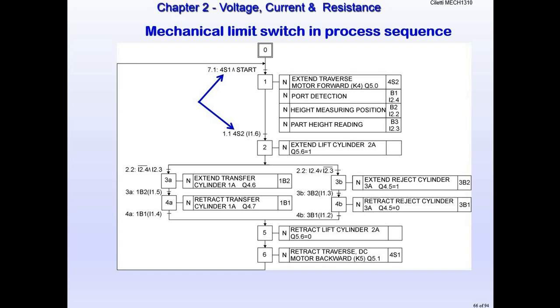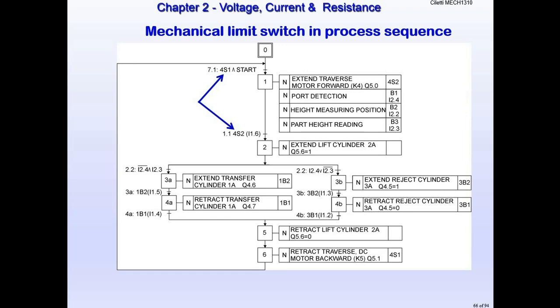And then when we get to 4S2, we're going to have to extend the lift cylinder and decide if we are going to accept or reject the part and send the carriage home. So there's where it's going to play an integral part of our PLC programming and our thought process as we go through and write our ladder logic for that. But that we're going to get to when we get to the 1340 class.